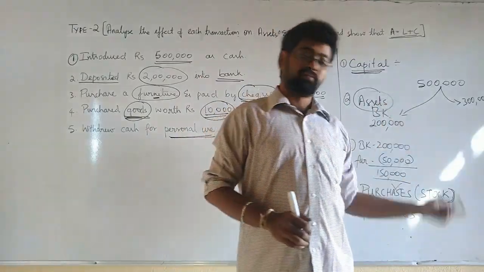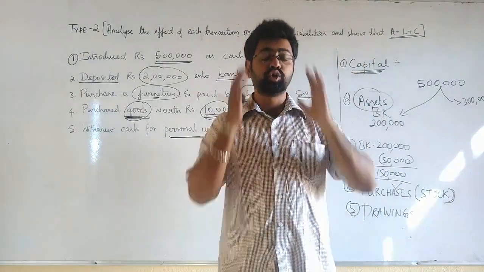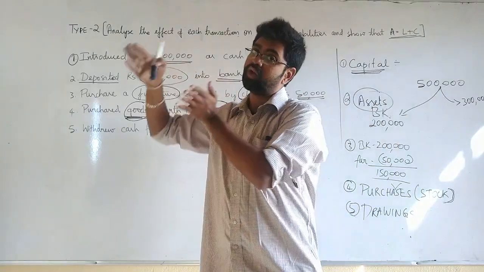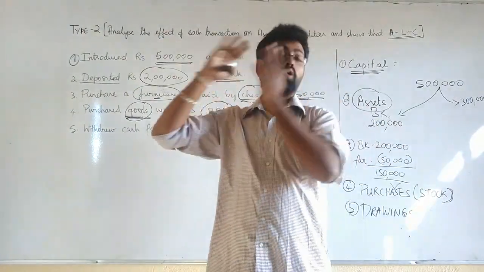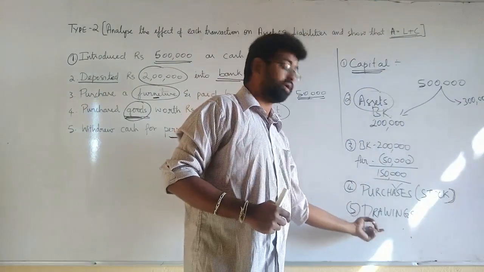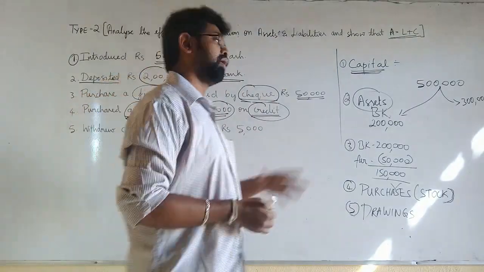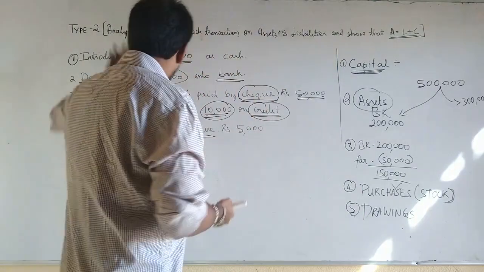Why? Because for this particular purpose, when you are preparing accounts, you should always think from the point of view of the business and not from the point of view of the owner. Here also we are looking from the point of view of the business and not the owner. So this is the analysis of the 5 transactions.